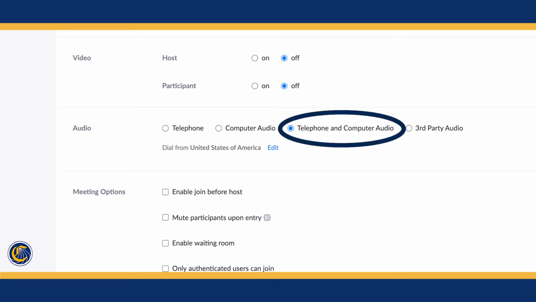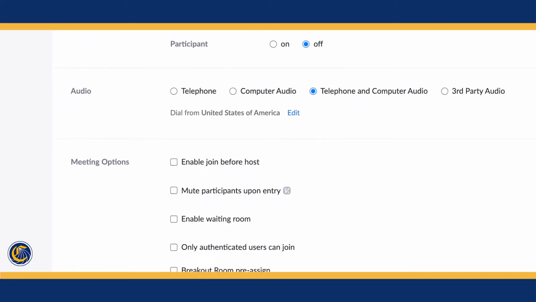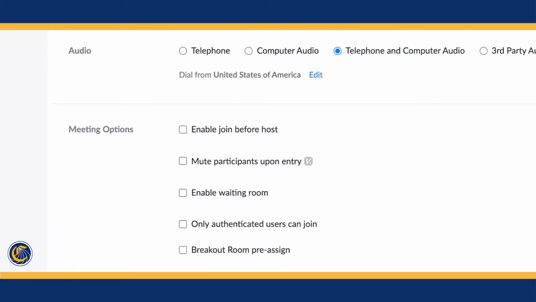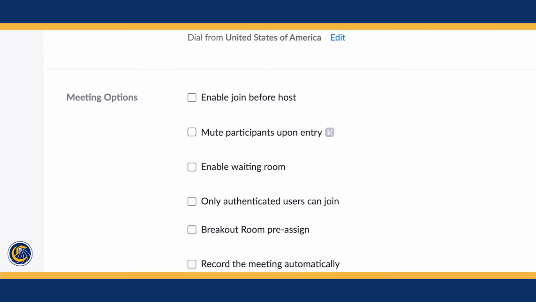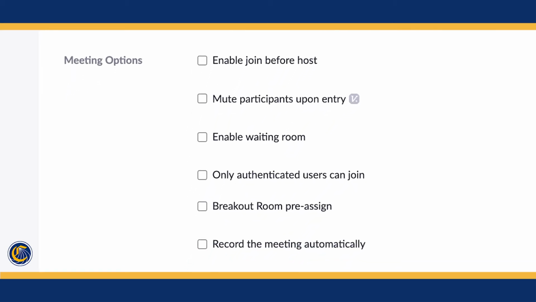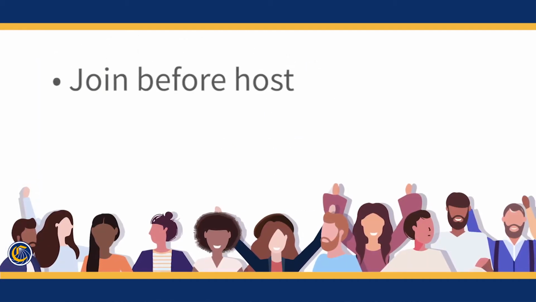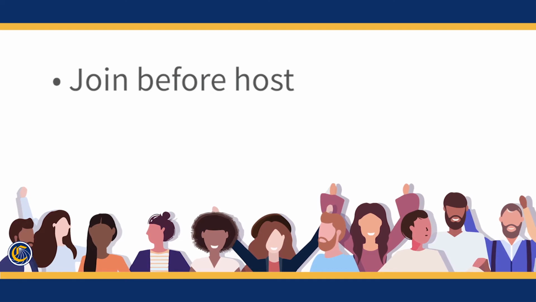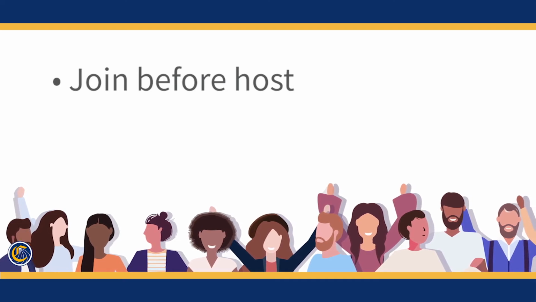Telephone and computer audio is the default and probably the most commonly used setting, but you might choose to adjust these in some circumstances. The last set of checkboxes is very important and each deserves individual attention. By default, each of these may be off, so please make sure to turn them on if you would like to use them. Enable Join Before Host allows participants to join the meeting whether you have started it or not.